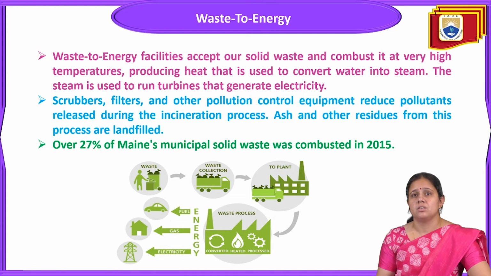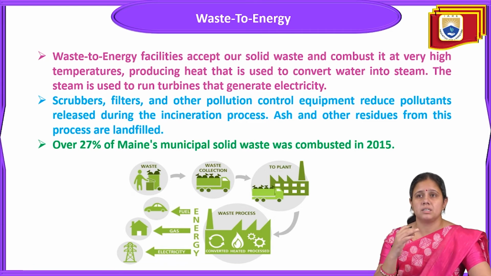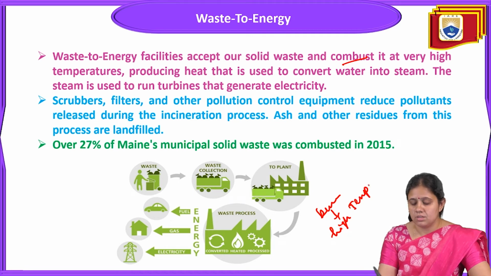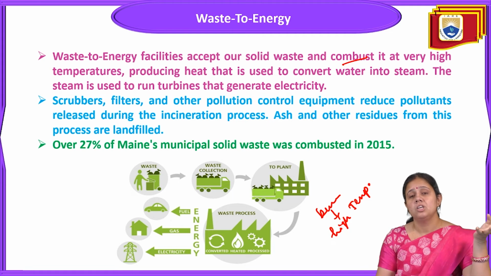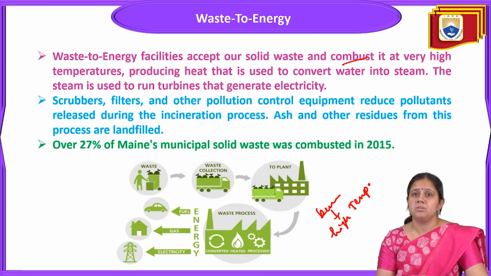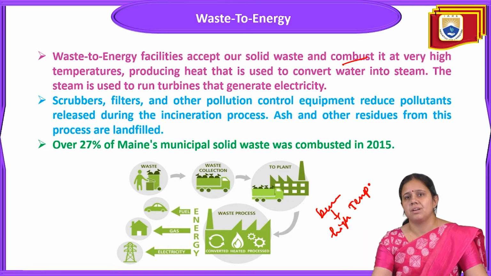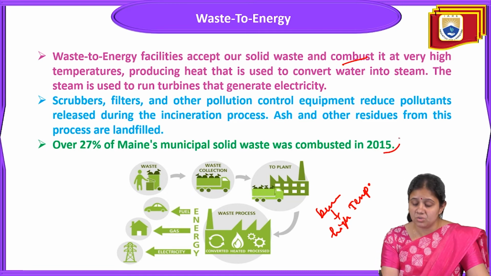Next is waste to energy. Waste to energy facilities accept our solid waste and combust or burn it at a very high temperature, producing heat. That heat is used to convert water into steam. The steam is used to run turbines, and the turbines generate electricity. Scrubbers, filters and other pollution control equipment reduce pollutants released during the incineration process. Ash and other residue from these processes go to landfill, and its toxicity is reduced. Over 27% of municipal solid waste is combusted in the year 2050.